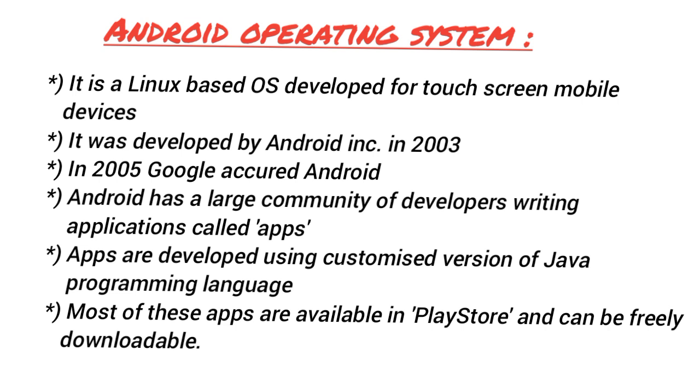It was developed by Android Inc. in 2003. In 2005, Google acquired Android. Android has a large community of developers writing applications called apps. Apps are developed using a customized version of the Java programming language. Most of these apps are available in Play Store and can be freely downloaded.